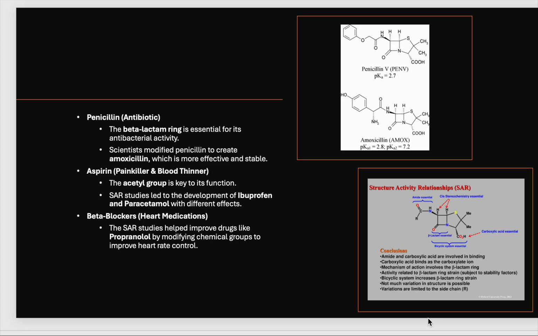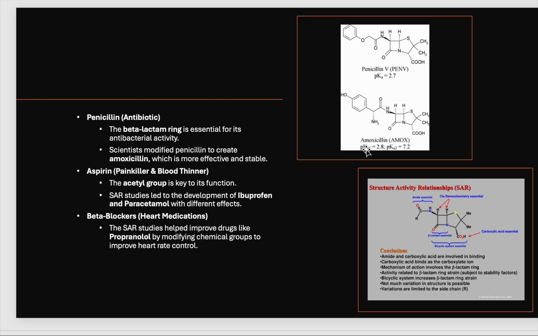Not much variation in structure is possible, and variation is limited to the side chain. That means this is absolutely necessary. You can change this part, and they changed several parts. So this part is R. For R they added methyl. They tried many different variations, and they found that the variation that made amoxicillin is the best. So that's how they came up with a better and improvised version of an already existing antibiotic, which was penicillin.